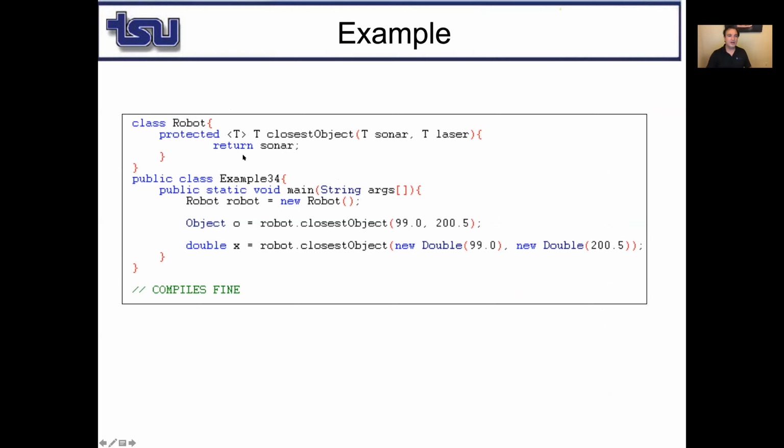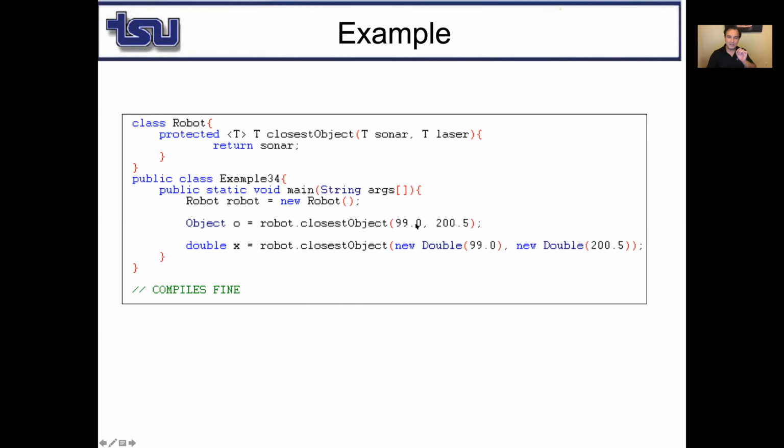All right. So I have another example. I have a robot and I have a closest object method, which, what is the generic type? Capital T. It returns a T. It takes two T objects and basically it returns the first input argument value as output of this method. So I create a robot object and I make a call to robot.closestObject, this time 99 and 200.5.